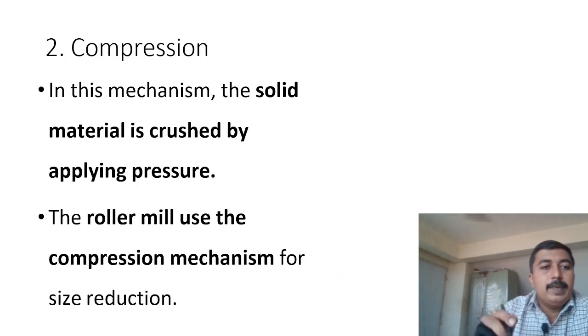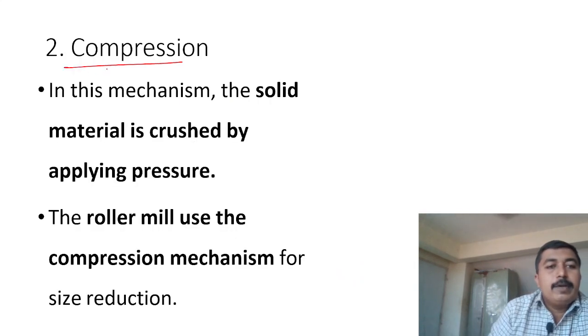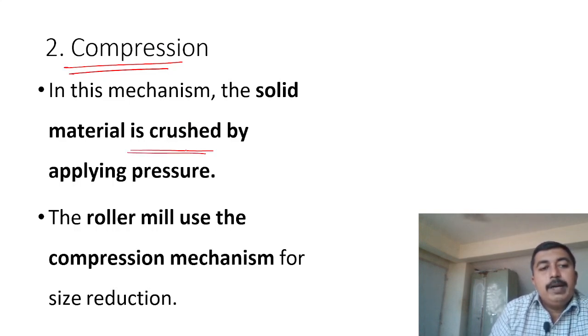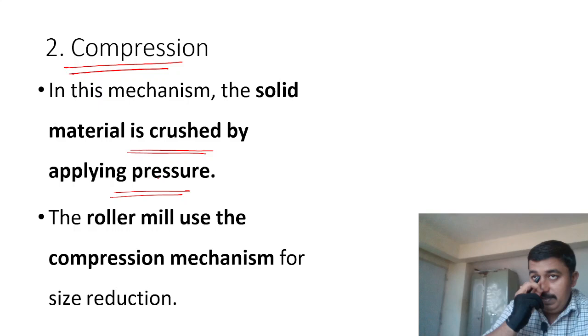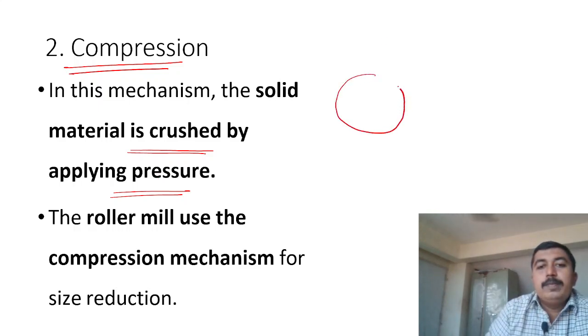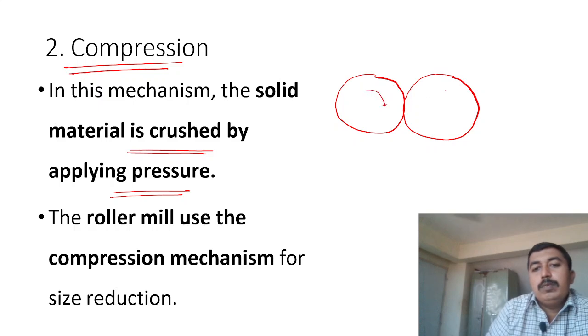Next mechanism is compression. What is meant by compression? That we'll see. In compression, the material is crushed by applying pressure. Suppose I have a roller mill which consists of two rollers like this, and a very narrow gap exists between the two rollers. These rollers move towards each other. From here, the material is loaded in the mill.